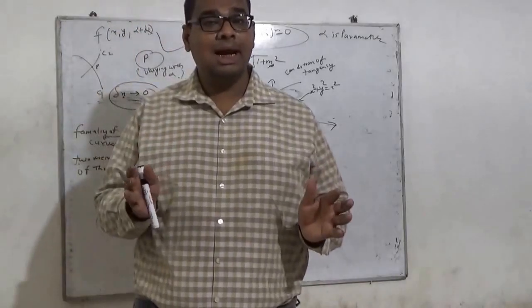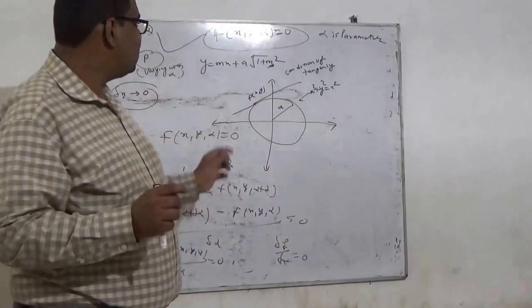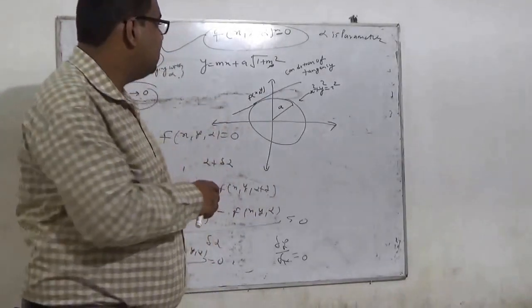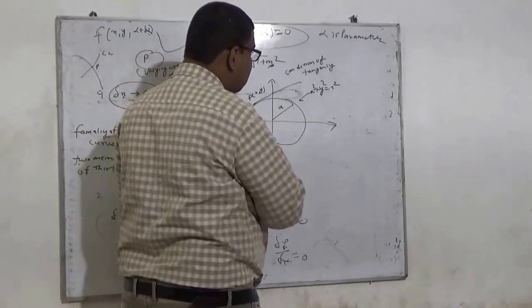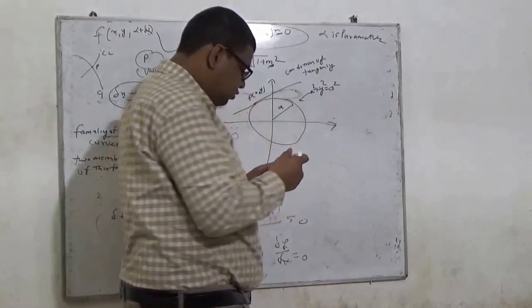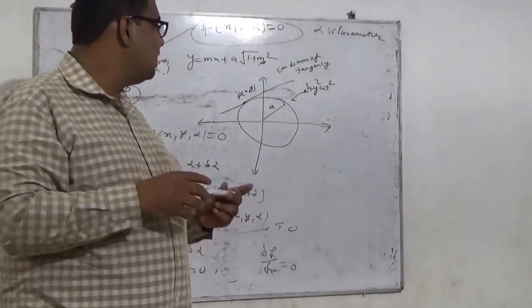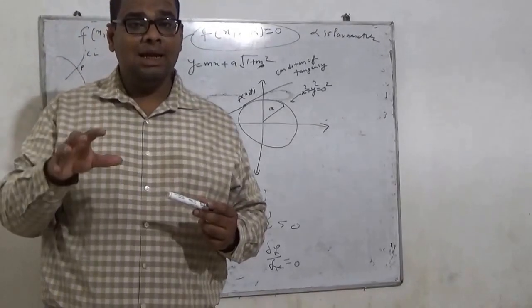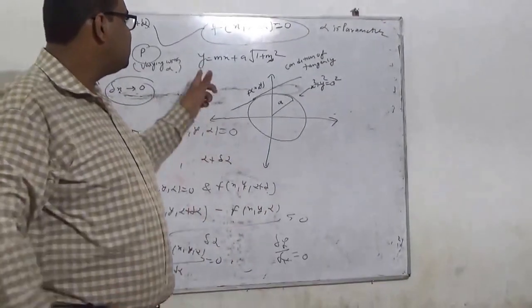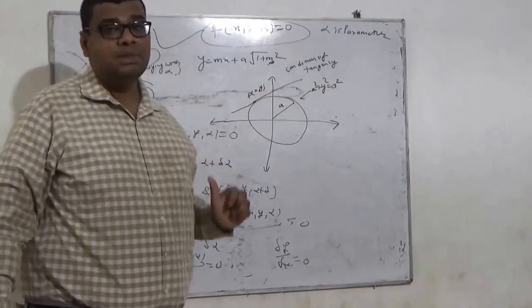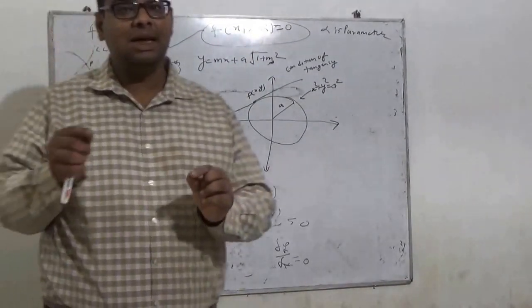In coordinate geometry, I think we have already learned that if we have the equation of a circle, then there is a condition of tangency. Let's suppose we have the equation of the circle x square plus y square is equal to a square, which has the center at the origin (0, 0) and radius a. And the condition of tangency is y is equal to mx plus a square root of 1 plus m square, where m is the parameter here.